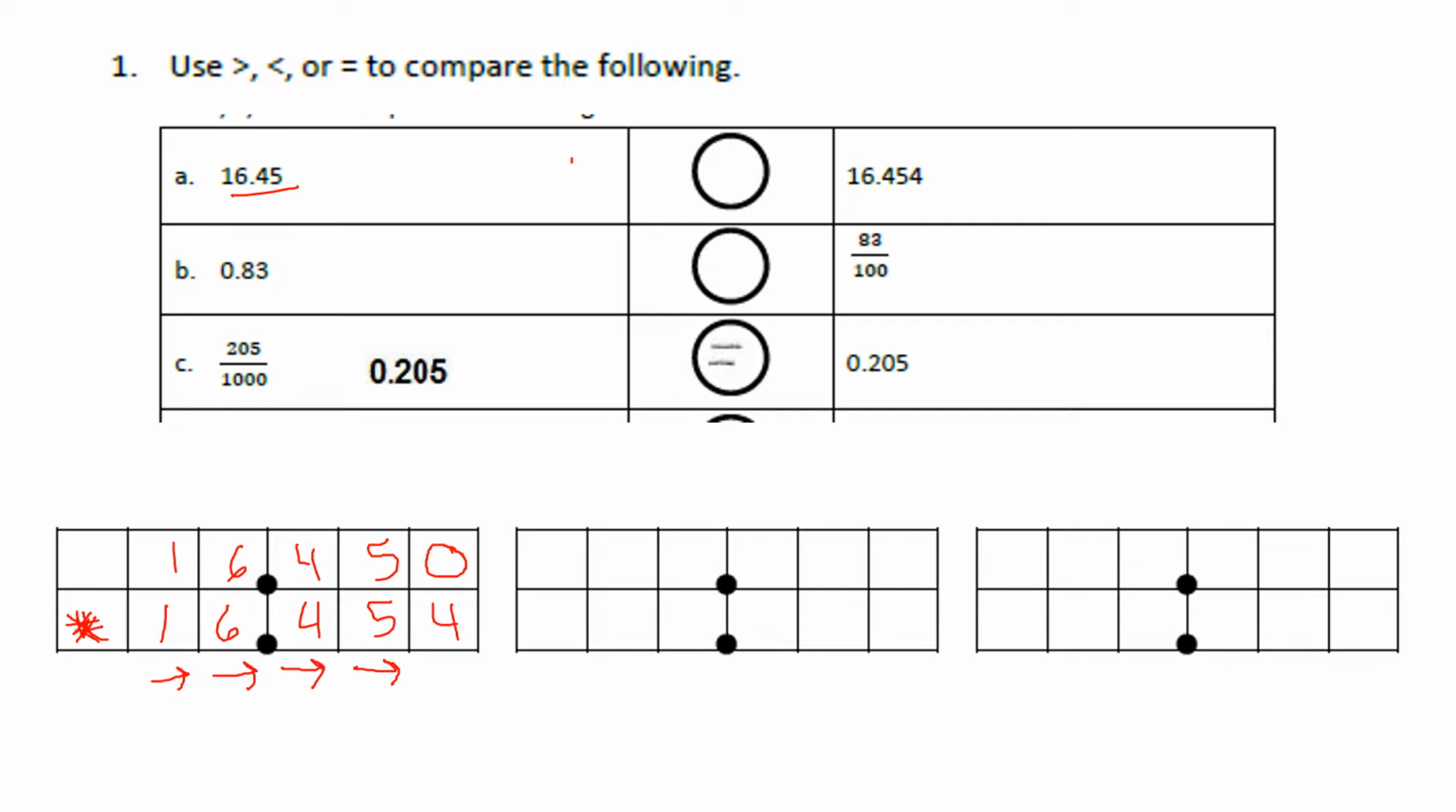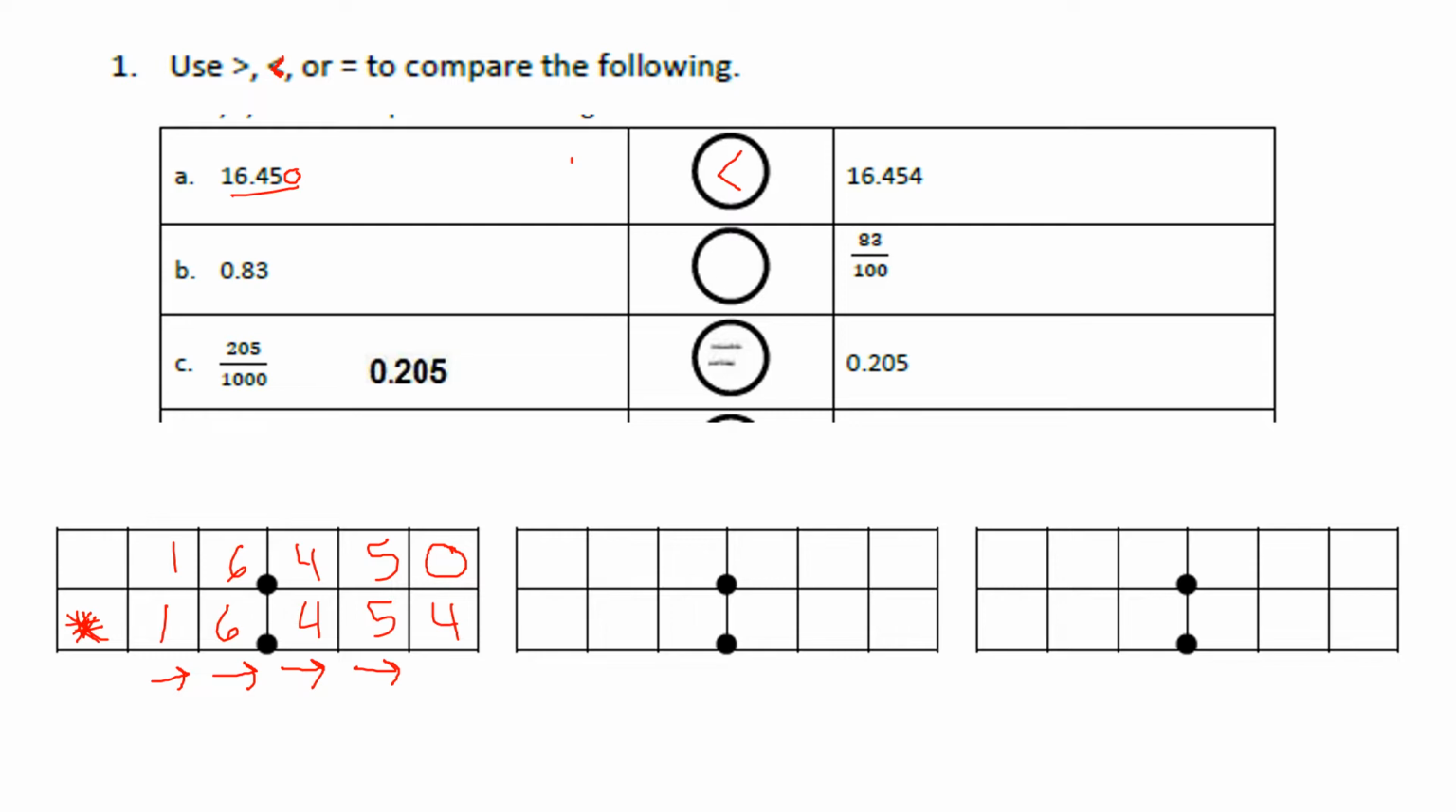So up on here, we can say, well, I'm going to put it in here so we can see it because it's better when you read it. And the chevron that looks like an L means less than. So 16 and 450 thousandths is less than 16 and 454 thousandths.